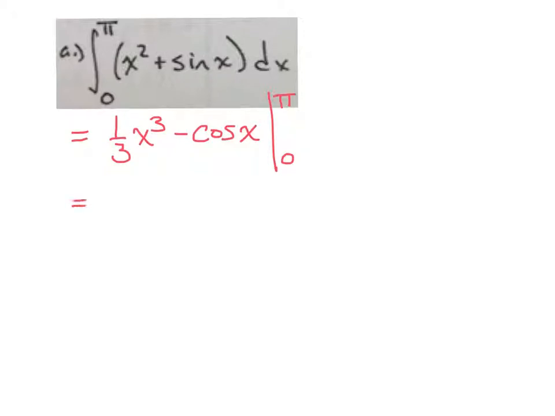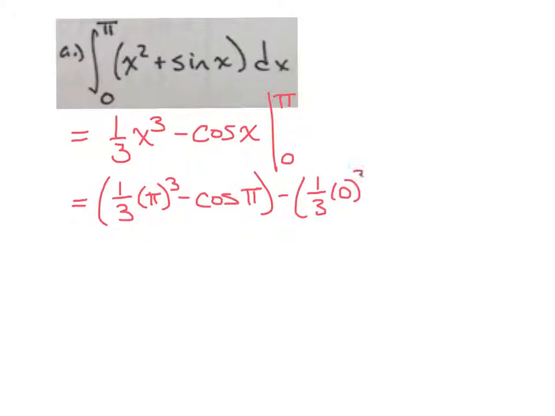When we evaluate, we're just going to first plug in pi everywhere we see x. So that'd be pi to the third and cosine of pi. Then go through again and plug in 0 everywhere we see x. 0 to the third minus cosine of 0. Then take these two values and subtract them.